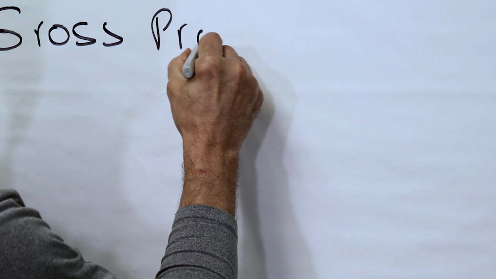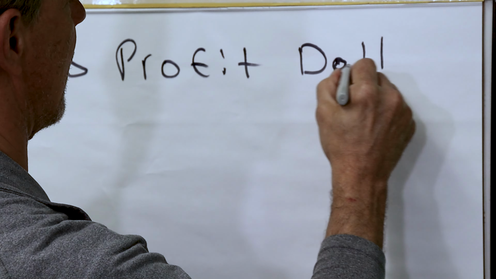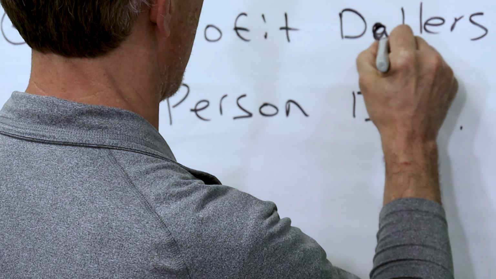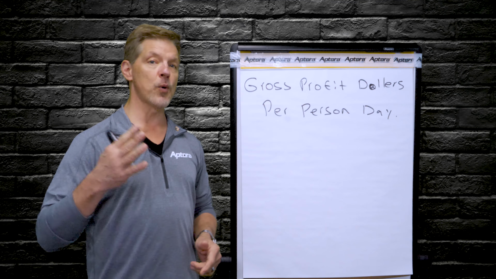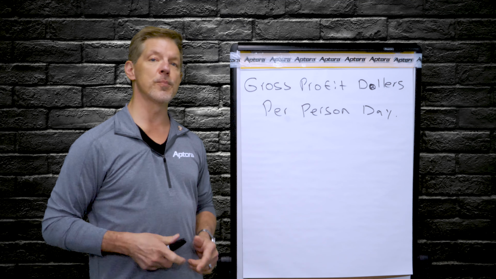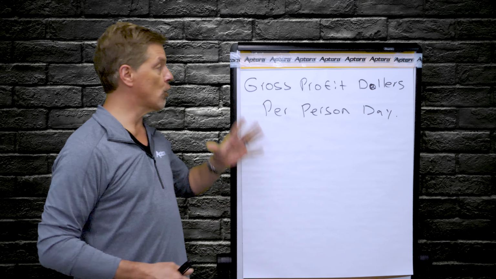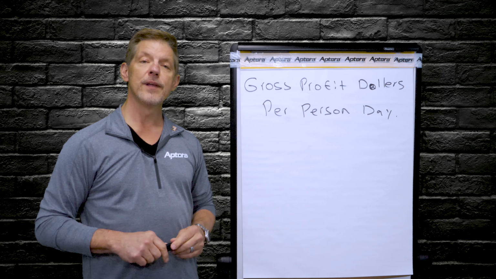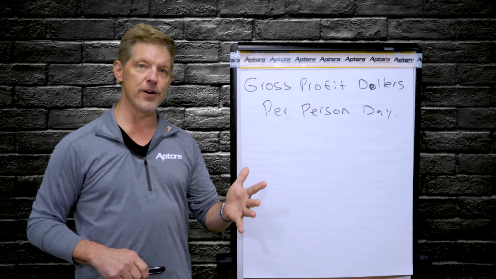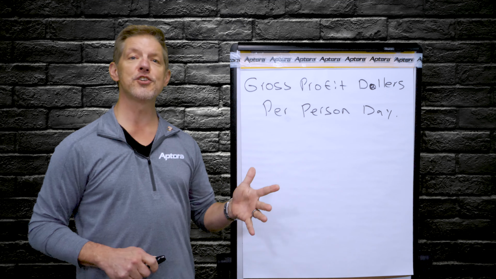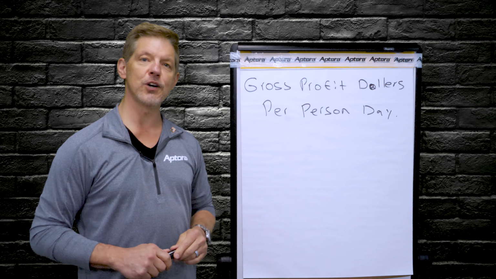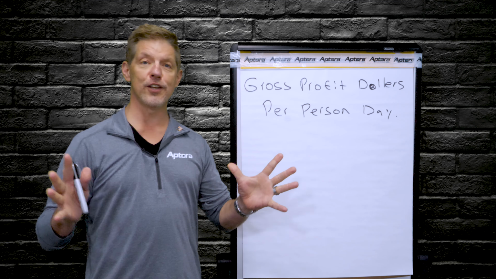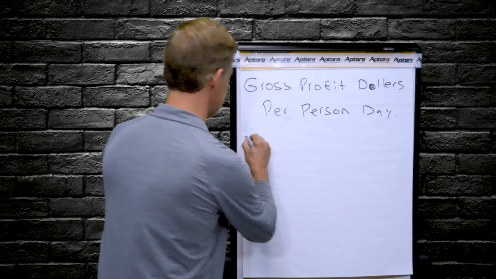Here's what's important. If you're running a service department, it's gross profit dollars per person day. Same with an install department. You want to pay attention to not the gross profit margin that your technicians are producing. You want to pay attention to the gross profit dollars they're producing per person day. What's better? A technician that brings you $500 in gross profit, or a technician that brings you $1,000 in gross profit per person day? Obviously, you'd rather have the $1,000, regardless of what the gross profit margin is.